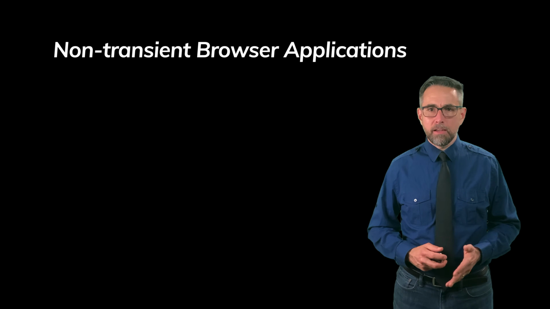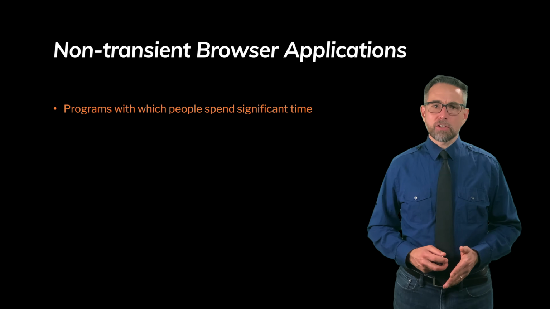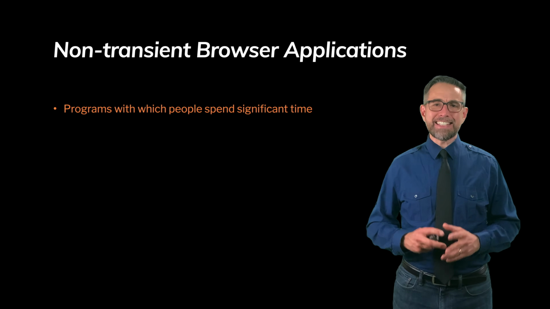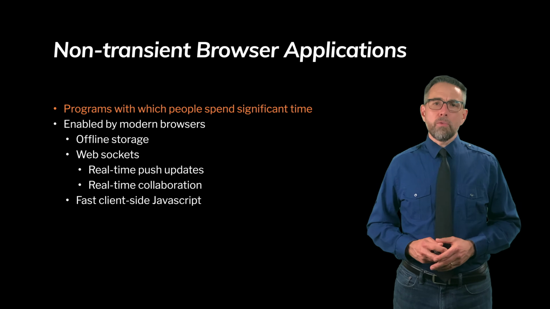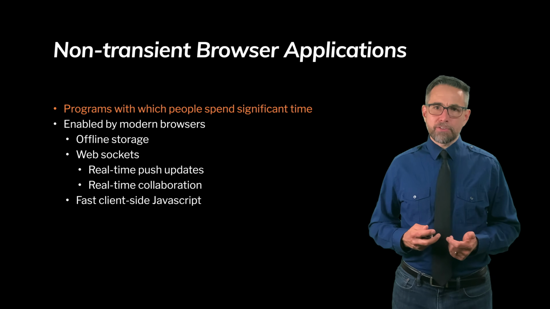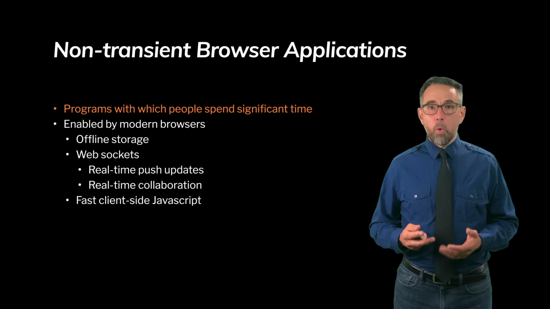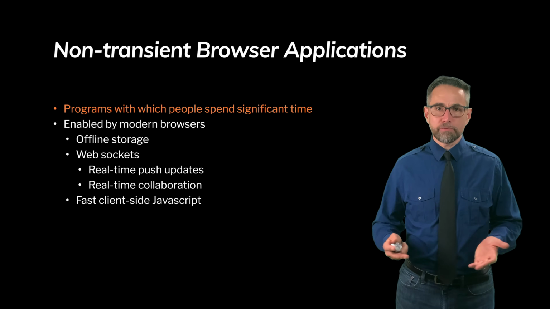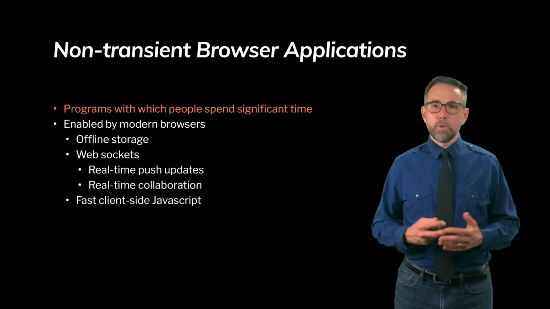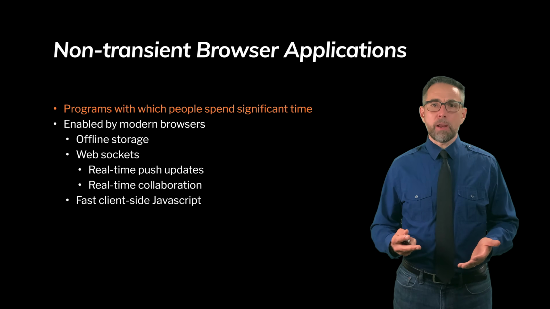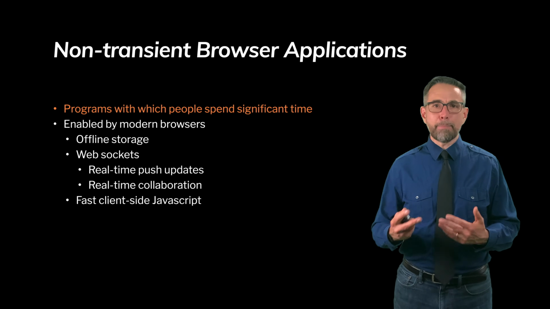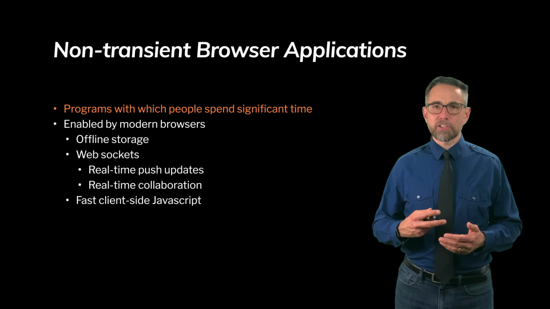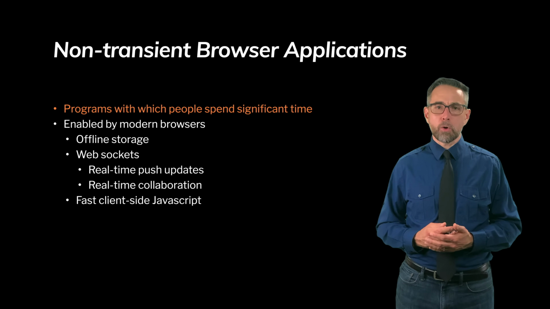What do I mean by that? Well, a non-transient browser application is a program that you spend significant time with, but exists in a browser. This is largely enabled by modern browsers that have offline storage and WebSockets. WebSockets enable real-time push updates without having to refresh or reload your website. Real-time collaboration means you can see what your collaborators are doing on your website, for example, what happens in Google Docs if you're writing with someone else. And very fast client-side JavaScript, so that your browser can run code very quickly.